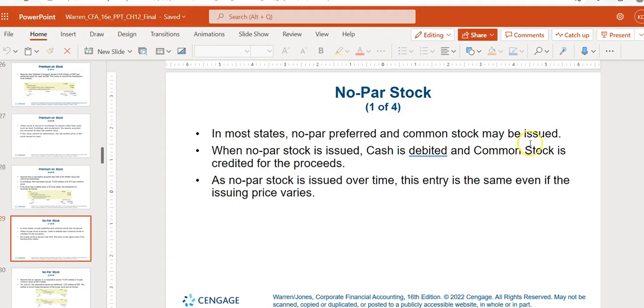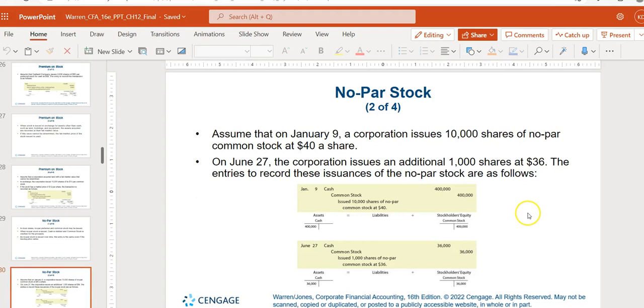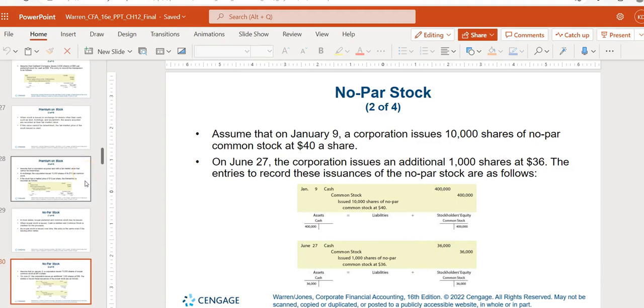No par. In most states, there's a no par, and a lot of people like it because that par value or that stated value can sometimes confuse people. So it's kind of nice just to not have a par. And so when we don't have a par, whatever we issue it at is going to be the common stock amount. So you can see here, we issued 10,000 shares at $40 and 1,000 at $36. And so we're just going to list that for the value that we sold it.